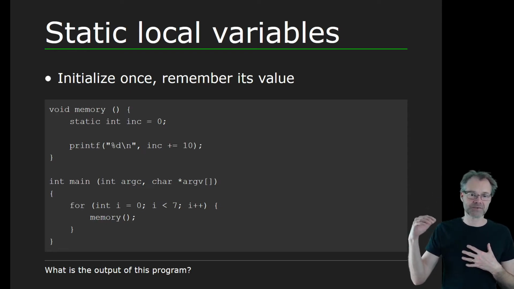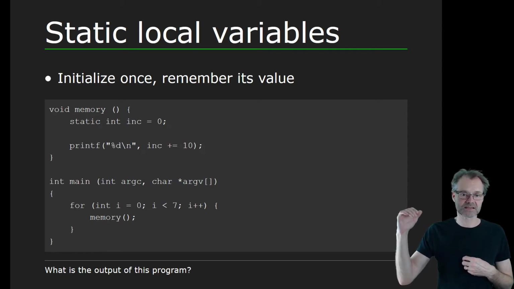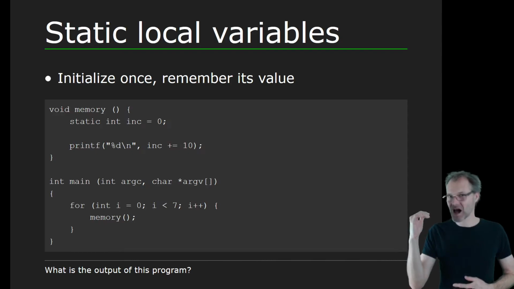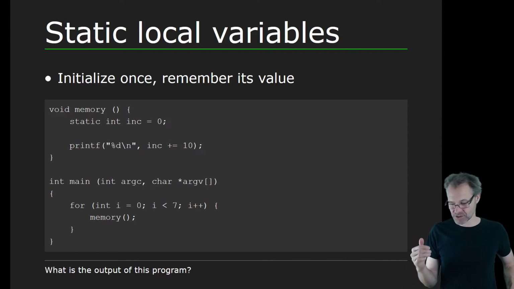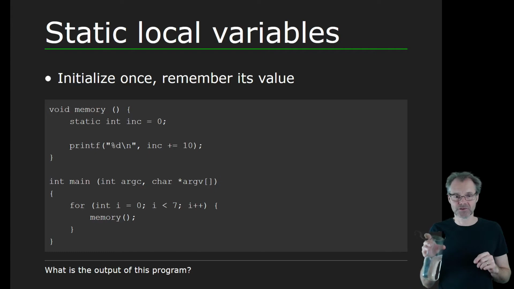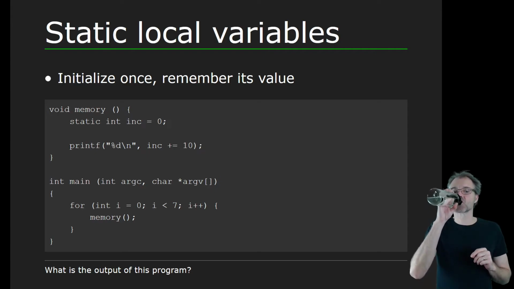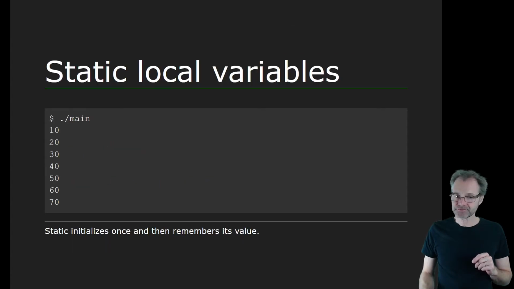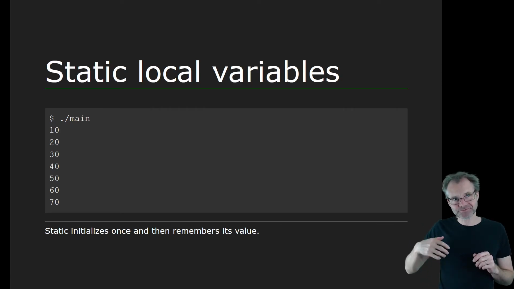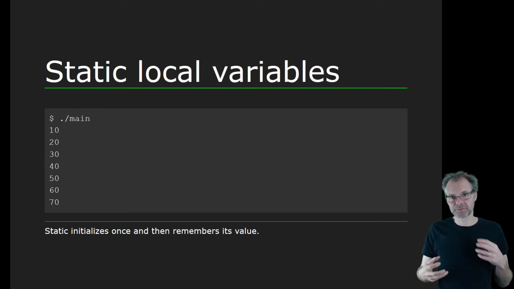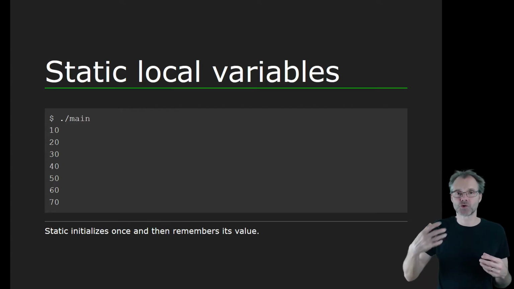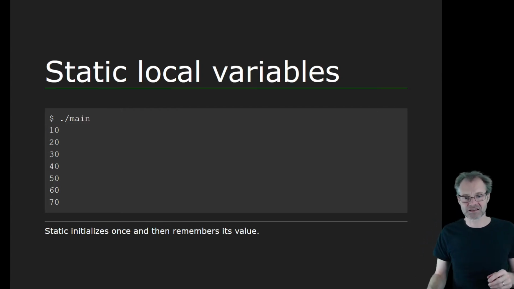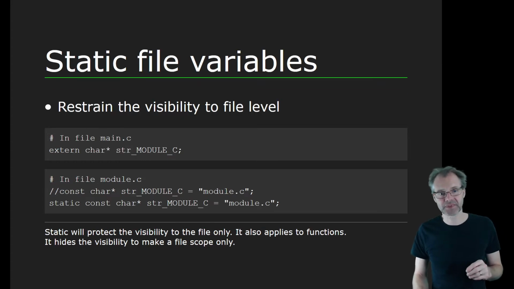The first time the variable inc is initialized, and then it's incremented by 10 each time it's called. So how would the output for this execution look? I give you 5 seconds to think about it. And then we go to the answer. So this is the output, and it's just showing that the memory function kept its value between each call to it. And that is how a static local variable works.